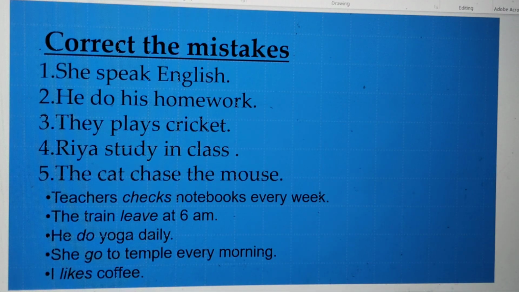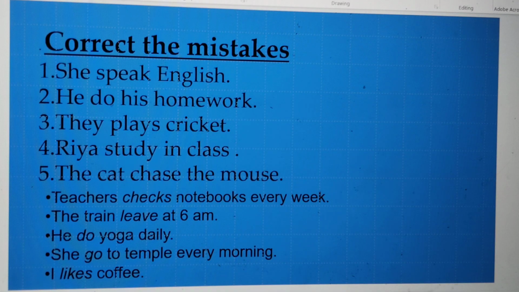She speaks English. So we have to add s after the word speak. He do his homework? Wrong. He does his homework. They plays cricket? No, they play cricket. Ria study in the class? Ria studies in the class. IES will be added to the study word. The cat chase the mouse? No. The right sentence is that the cat chases the mouse.